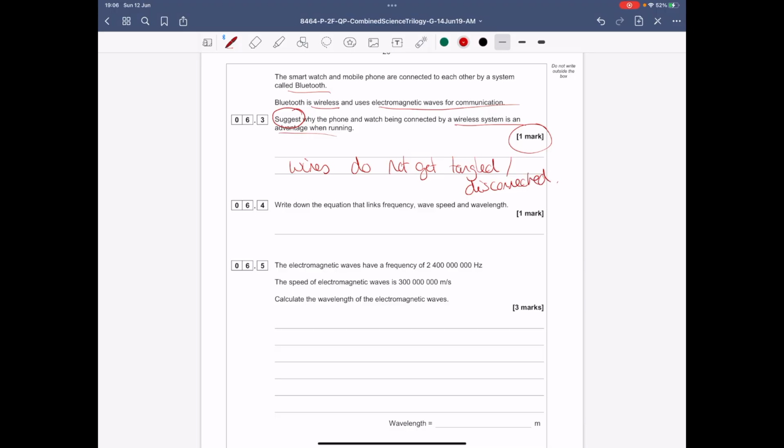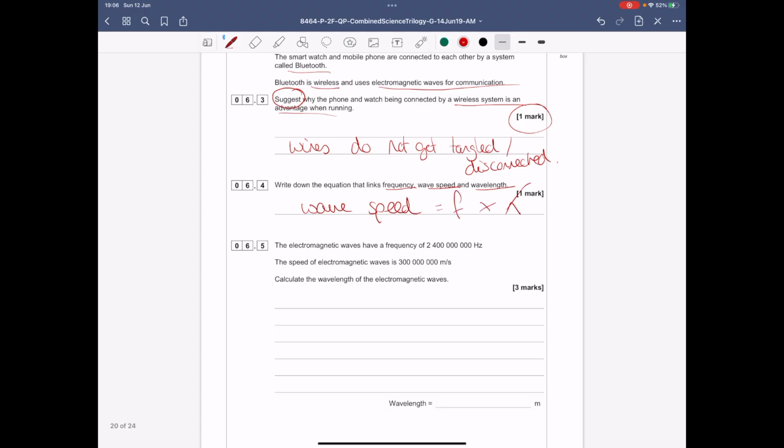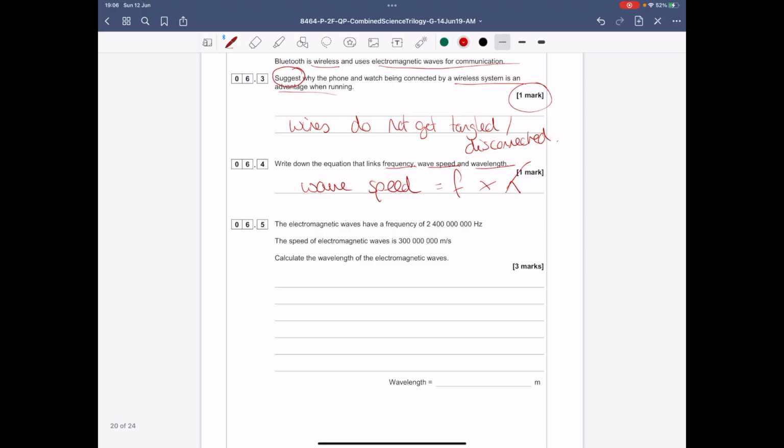Write down the equation that links frequency, wave speed and wavelength. Well, the one you need to know is wave speed equals frequency times wavelength. So if I then look at the next question, the electromagnetic waves have a frequency of 2,400,000,000 hertz, and the speed of the electromagnetic wave is 300 million meters per second.